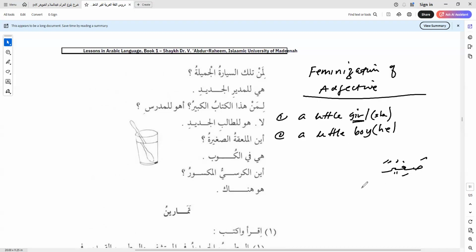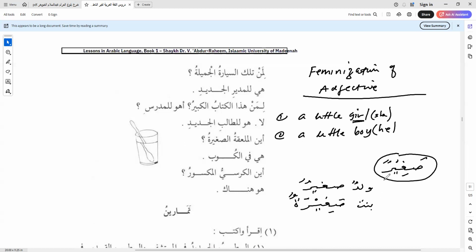So in Arabic, you have to say ولد صغير. However, girl, بنت, then you have to say صغيرة. صغيرة. Very, very. So here you can see that the adjective صغير has been feminized, right? We've made it a feminine.